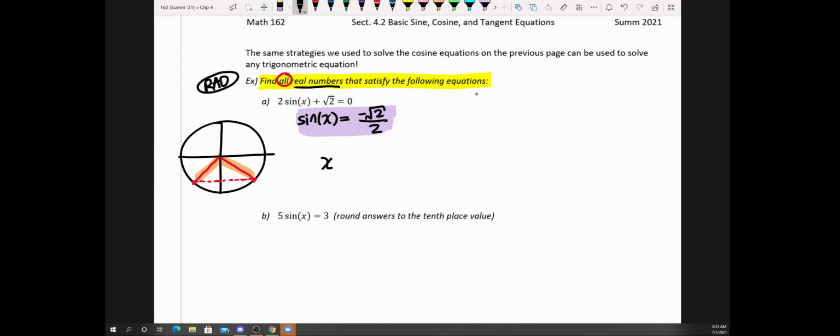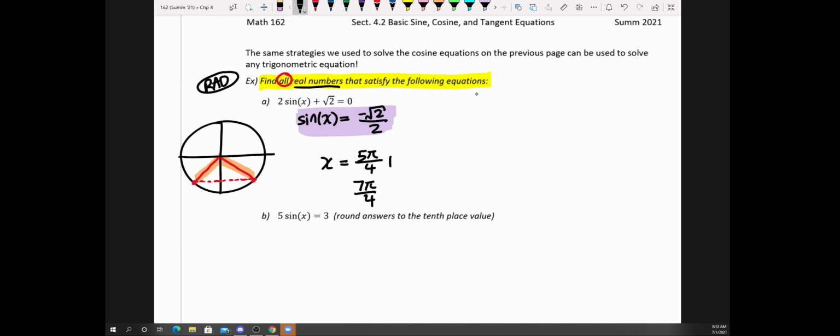Sine of x is negative root 2 over 2. Sine is negative in quad 3 and 4. Drawing the circle helps you visualize what quadrant you're in. And then the reference angle is pi over 4. So in quad 3 and 4, that would be as Stephanie stated. Was that Stephanie? Yes. Thank you. 5 pi over 4 and 7 pi over 4.